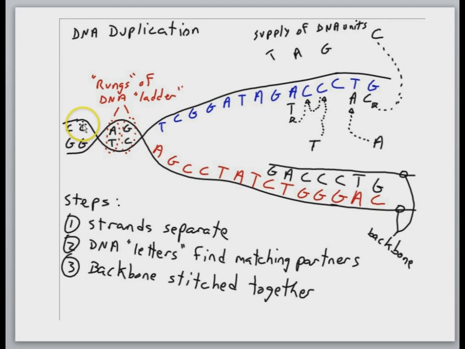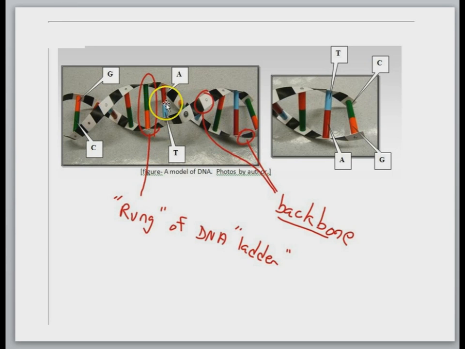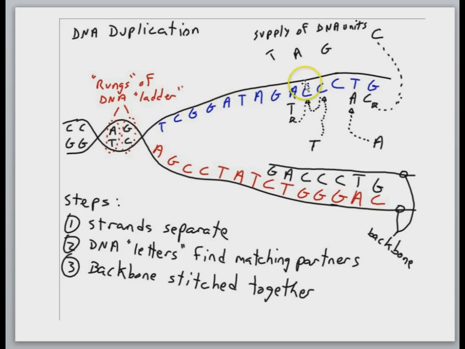So here we have still the twisted. Now we're showing that the two strands of DNA have separated. So those weak chemical bonds between the A's and the T's and the G's and C's have been broken by a protein, and now we have single strands of DNA. So the blue one is one strand of DNA, and here's the red one.